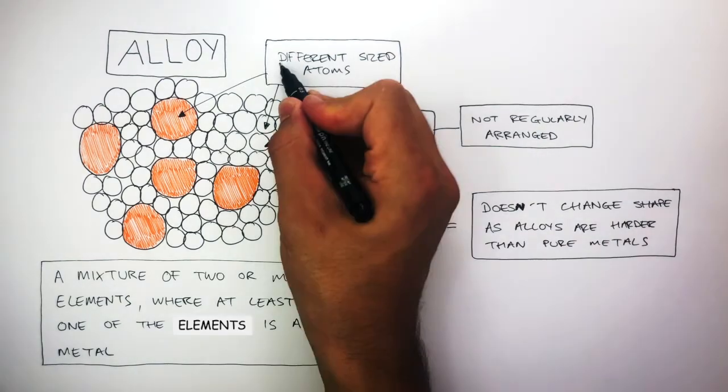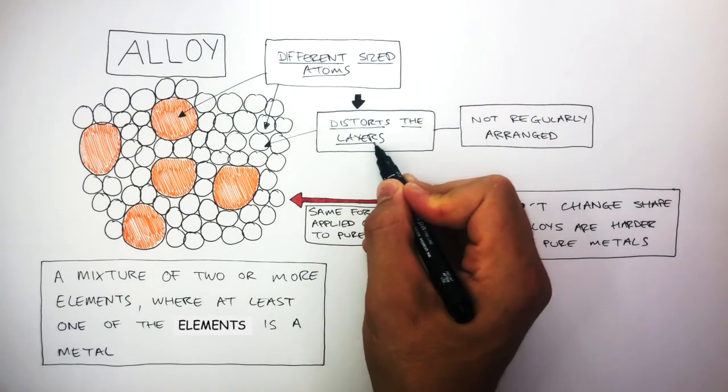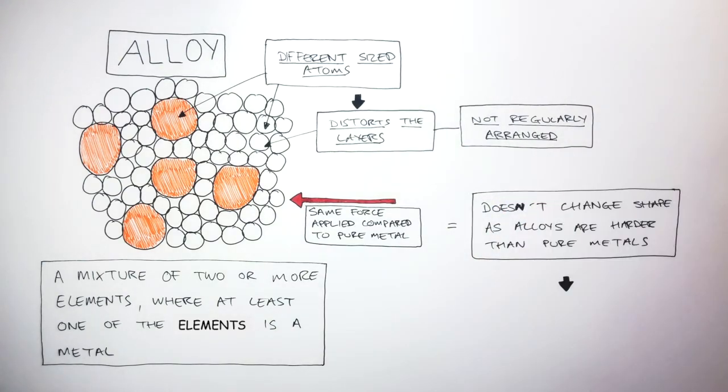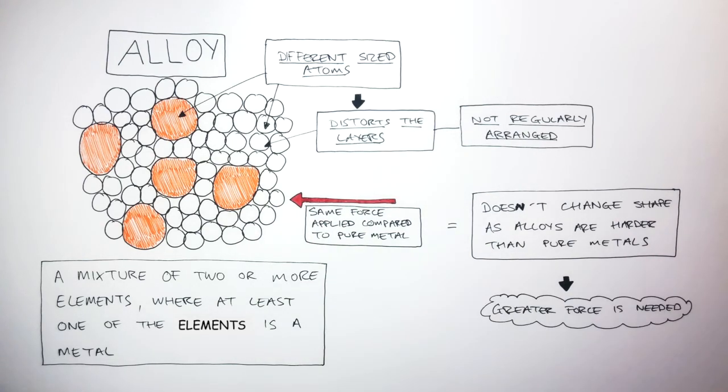This is because the different sized atoms distort the layers so they are not regularly arranged. This means the layers can no longer slide easily over each other. Therefore, a greater force is needed to hammer or roll an alloy into shape.